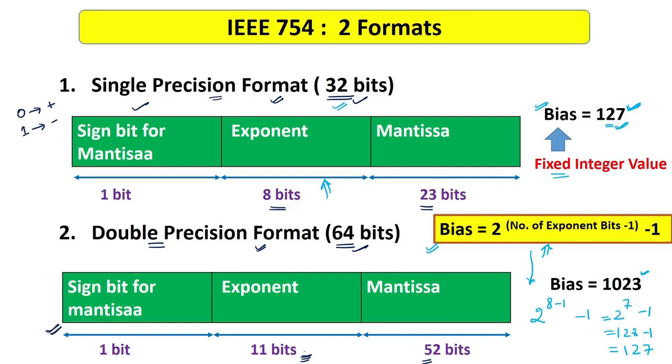The same way, from the 11 bits, if I put 11 here, I will get 1023, okay? So this formula can be used if I am given some representation other than IEEE 754. Using the exponent bits, I can calculate this bias value, okay? So now, with this much information, let's take some examples to understand this IEEE 754.